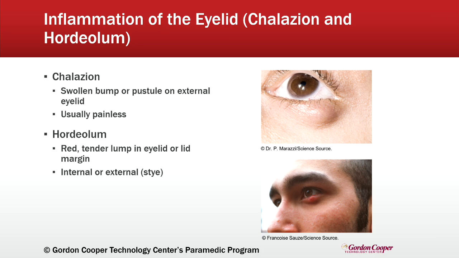Chalazion is a small, swollen bump. I'm probably not pronouncing that correctly, so I'll butcher some of these words. Chalazion is a small, swollen bump or pustule on the external eyelid caused by a blockage or swelling of one of those oil glands. We've probably all seen them, a little bump. It kind of looks like a pimple on the eyelid.